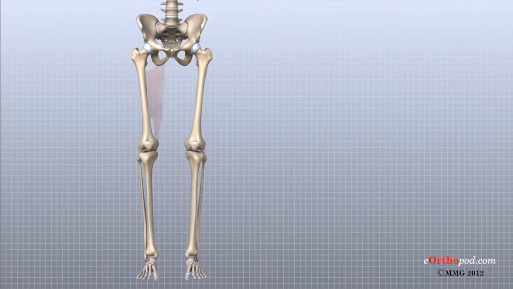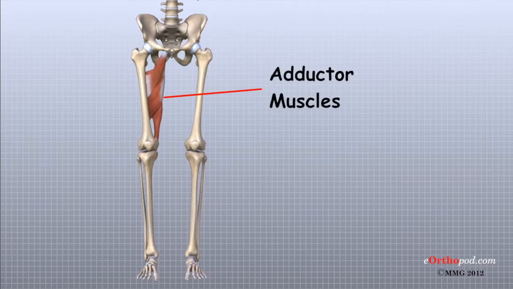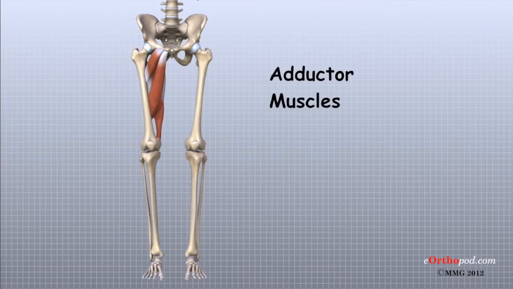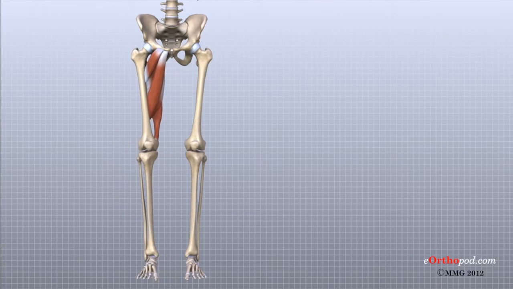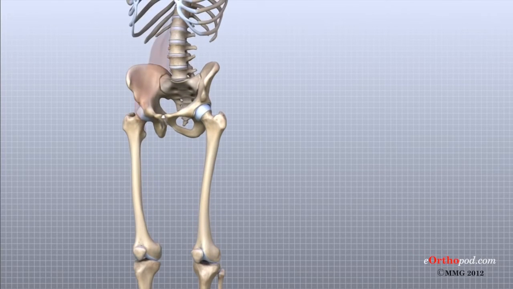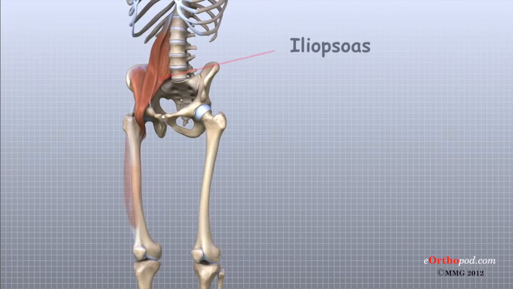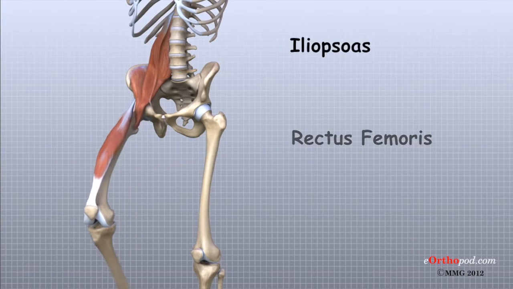The inner thigh is formed by the adductor muscles. The main action of the adductors is to pull the leg inward toward the other leg. The muscles that flex the hip or pull the thigh forward are in front of the hip joint. These include the iliopsoas and the rectus femoris.